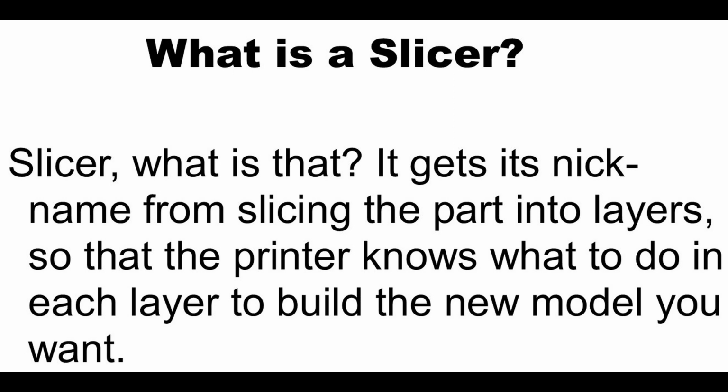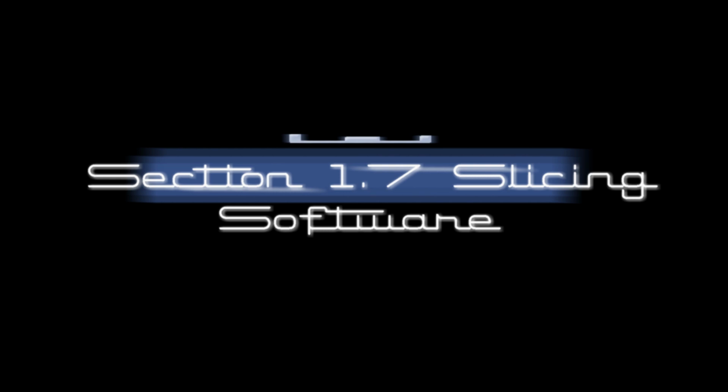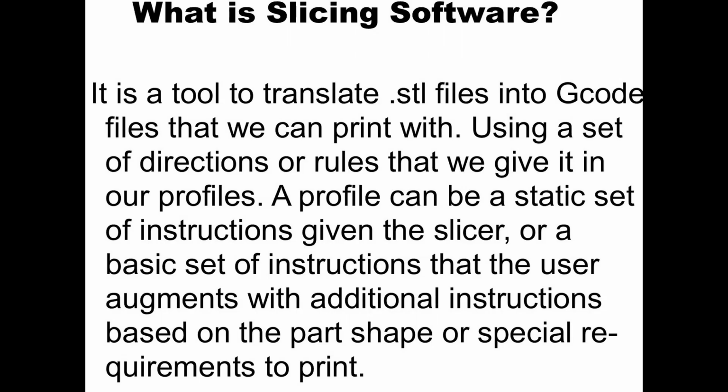Oh boy, another new thing. A slicer. What the heck is that? Well, it's actually software, but it gets its nickname from slicing the parts into layers so that the printer knows what to do in each layer to build the new model you want to build. And that brings us into section 1.7, slicing software. So what is slicing software? Well, in Luke's help guide, this is what it says. But in short, it is a tool to translate the STL files into G-code files that we can print with. And that's what we're going to show you now.